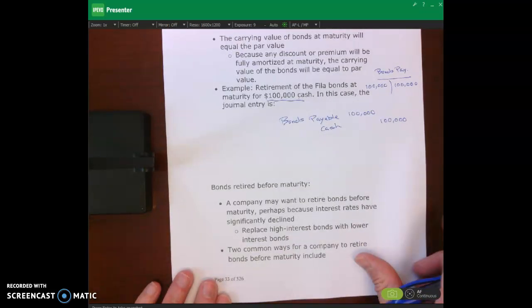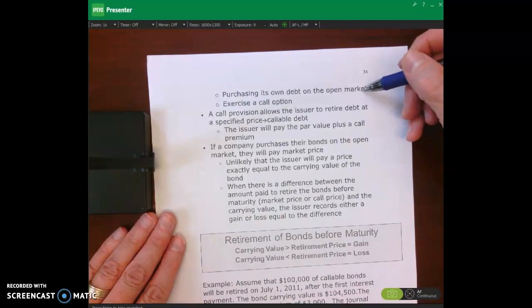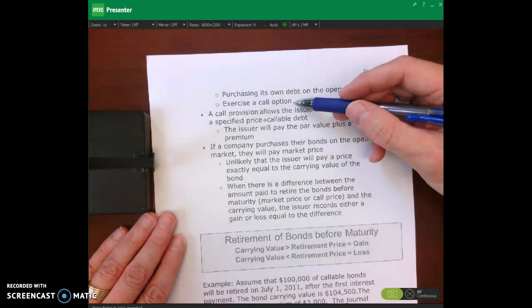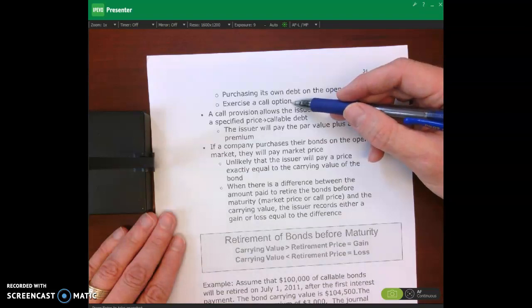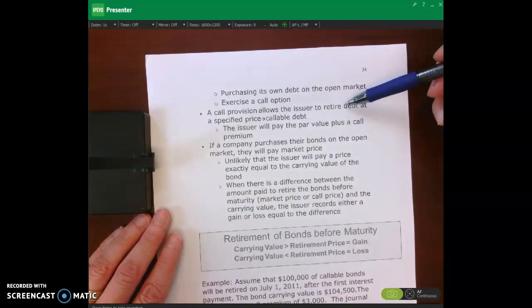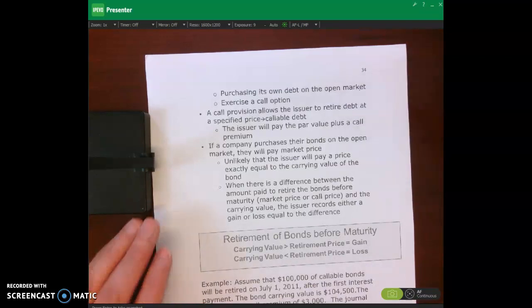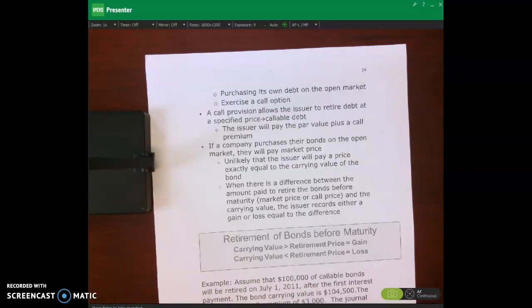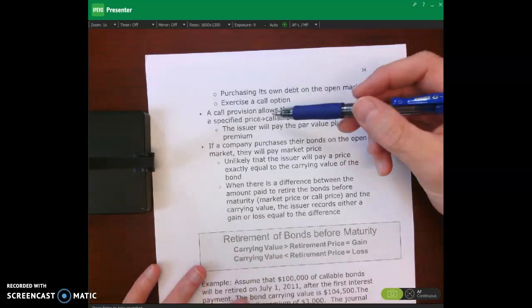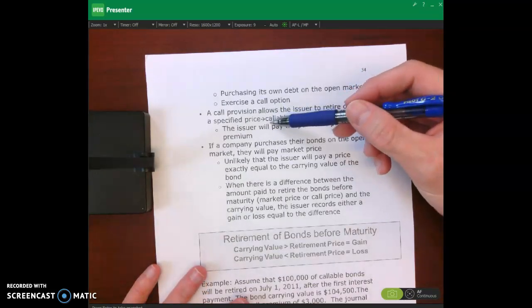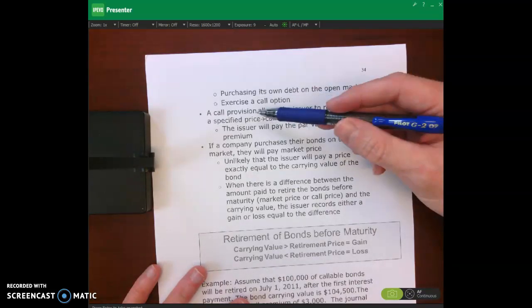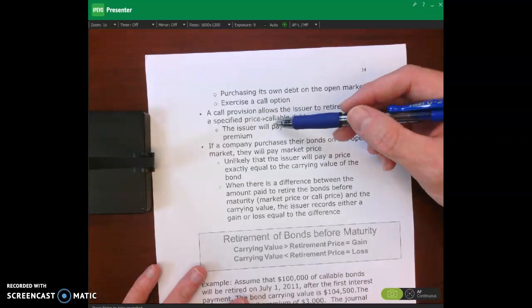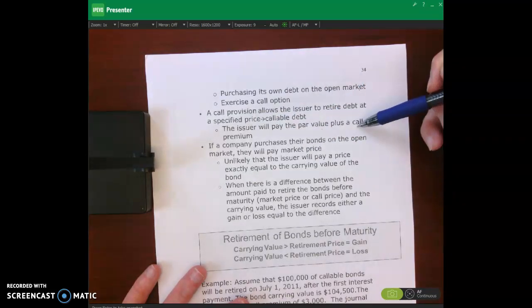How could they actually go through and do this? There are two different ways. The first one is they could go out onto the open market, onto the exchanges, and purchase their own debt. The second one is that they could exercise a call option. When they issue the bonds, they can issue the bonds with a call option. What is a call option? It's a provision that allows the bond issuer to retire debt at a specific price. So in that case, when the issuer wants to retire the bonds earlier than maturity and it has a call option, if they exercise the call option, they're going to pay the par value plus some premium.